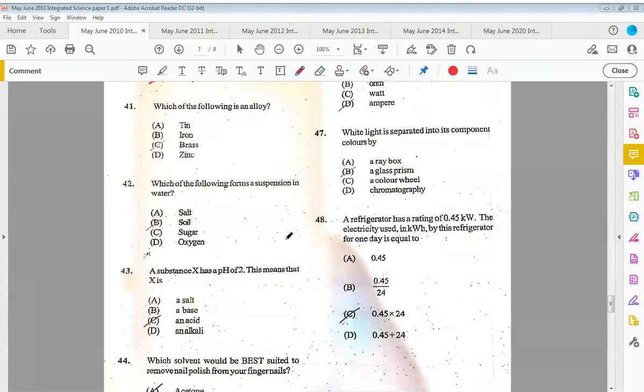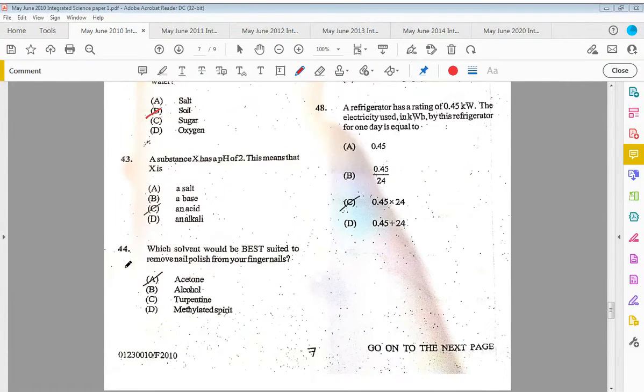41. Which of the following is an alloy? Alloy means that it's not pure, it's mixed. The answer would be C, brass. 42. Which of the following forms a suspension in water? The answer would be B, soil.